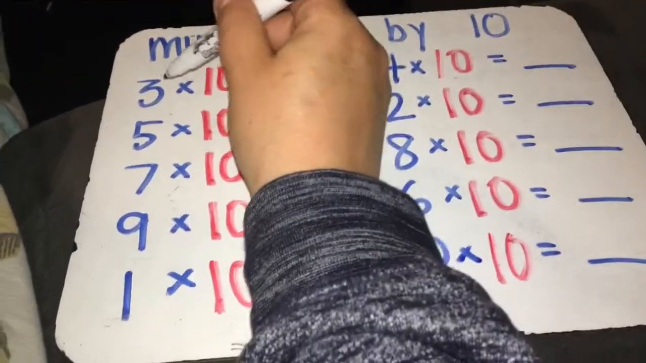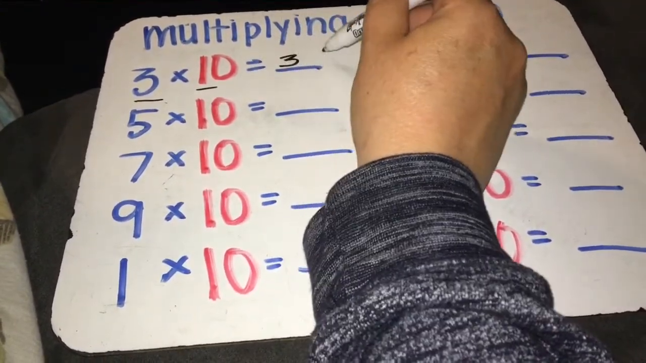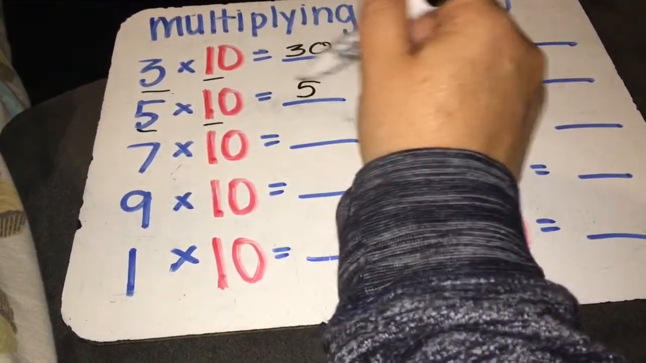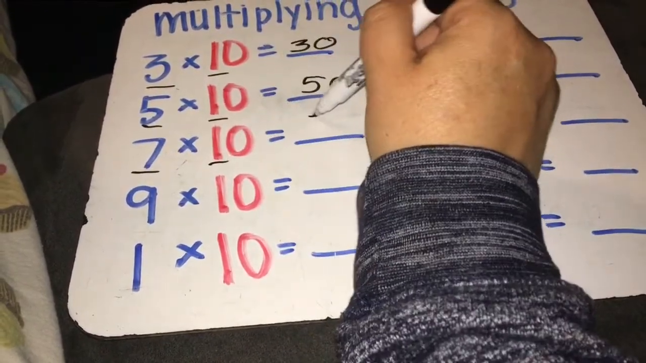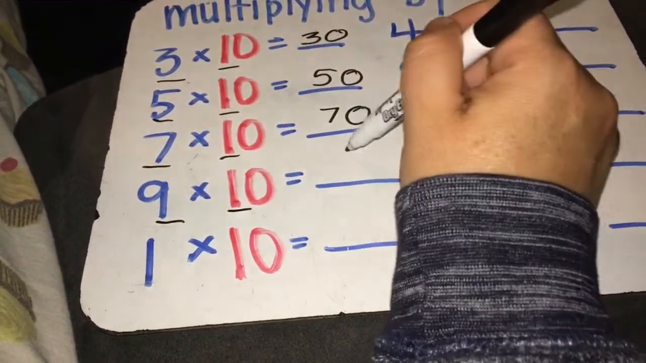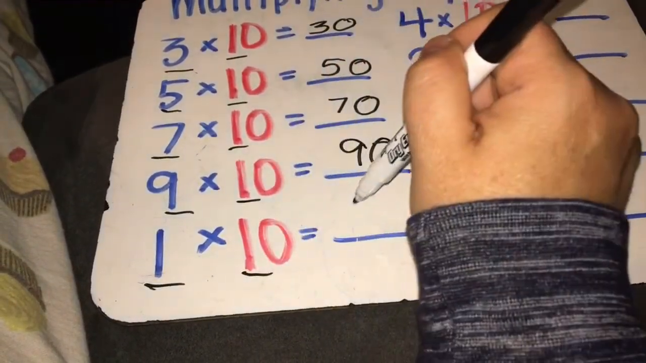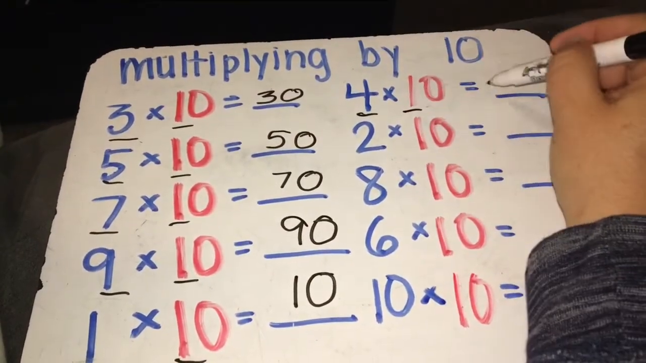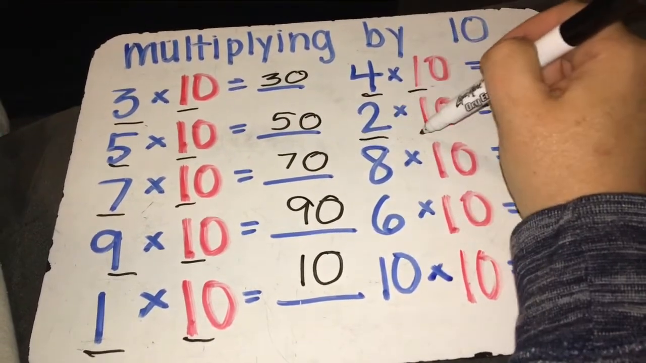Multiplying by 10, it's very similar to the 1s. We do the 3 times the 1, and then we can just drag over our 0. Or you could count by 10s. Multiply the 7 times the 1 and drag over the 0, or you could count by 10s 7 times. Drag over the 0, or count by 10s.